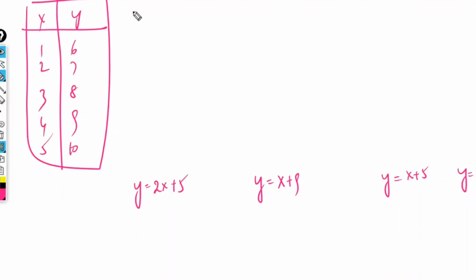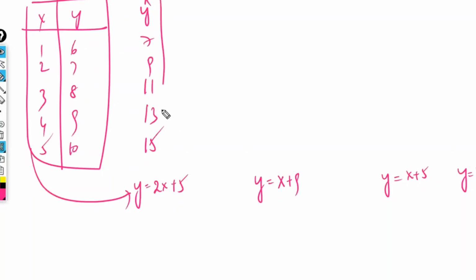First, we'll try with 2x plus 5. What is the predicted y? Just substitute the x values in this equation, and that gives the predicted y. 2 into 1 plus 5 is 7, next 9, next 11, next 13, next 15. Just 2 into 5 plus 5, 15. 2 into 4, 8, 8 plus 5, 13. So this is the actual y and this is the predicted y.